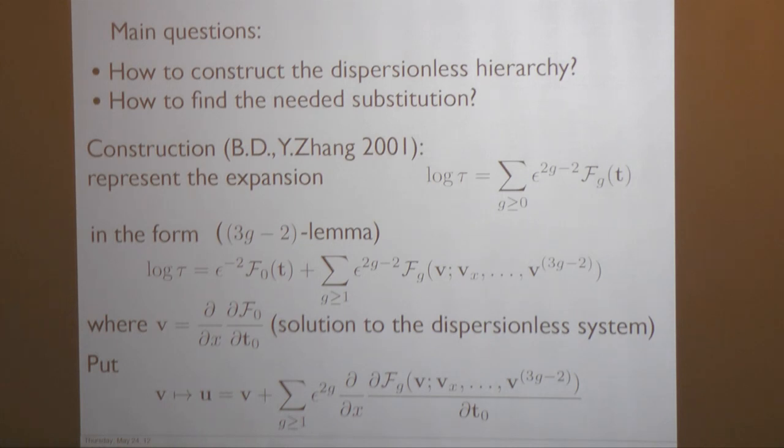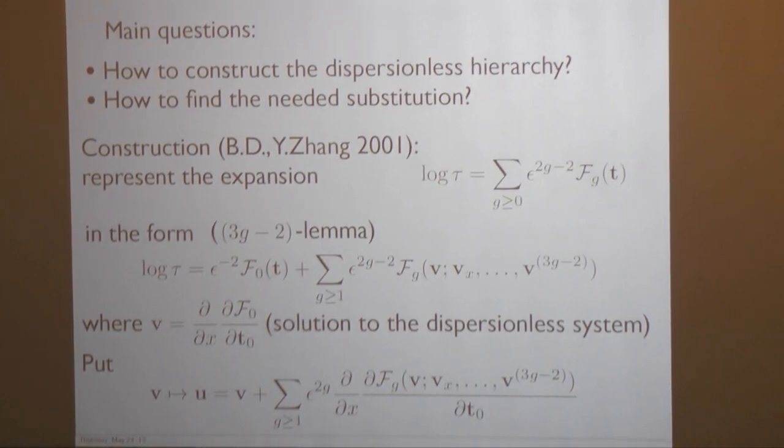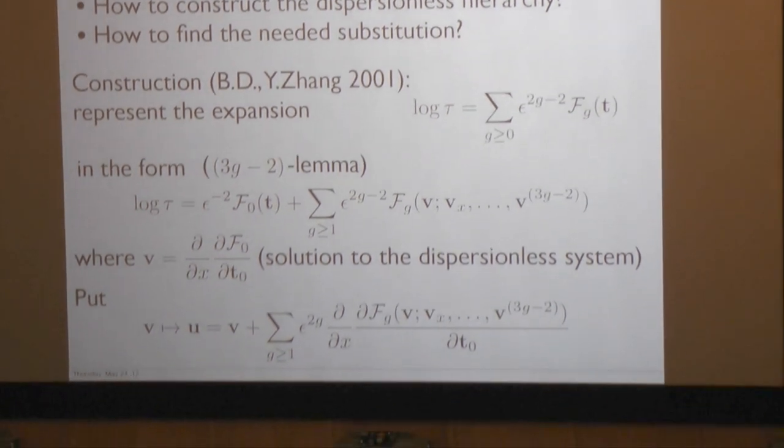And we use this property in the construction. We first construct this expansion in the form of 3g using the 3g minus 2 lemma, and then we do a substitution, taking the logarithmic derivative, and T0 is the so-called primary time of my integrable hierarchy. In this way, we were able to prove that many well-known integrable hierarchies belong to this class of integrable hierarchies of topological type, like Korteweg-de Vries, nonlinear Schrödinger, Toda, Drinfeld-Sokolov hierarchies for simply laced algebras.